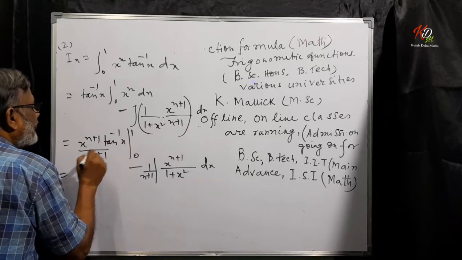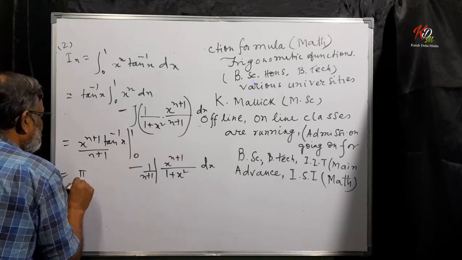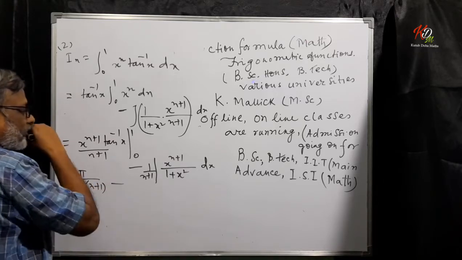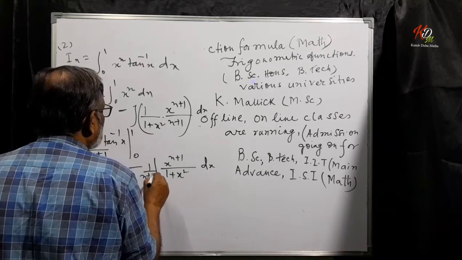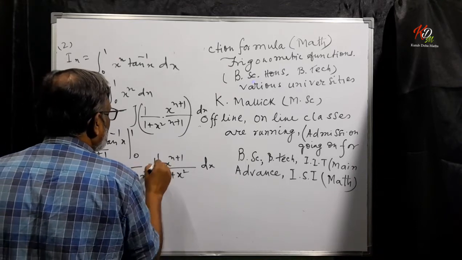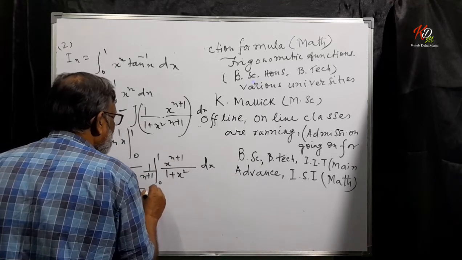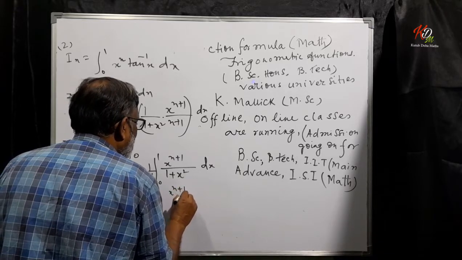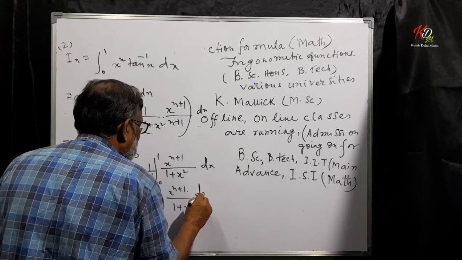Now putting 1, tan inverse 1 equals pi by 4, so pi by 4 into n plus 1, minus 1 by n plus 1 integral from 0 to 1 of x to the power n plus 1 by 1 plus x square dx.